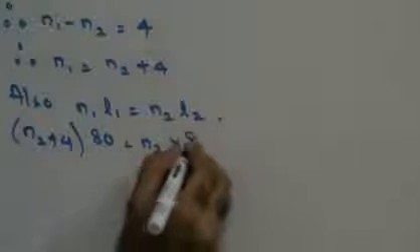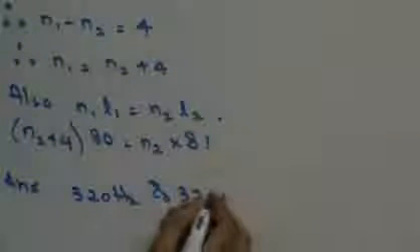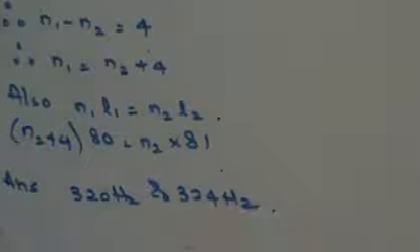So N2 plus 4 into L1, L1 is 80, is N2 into L2, 81. N2 is the only unknown. When you solve the equation, you will get the value of N2. Once you get N2, you can substitute it here and get the value of N1. The answer for this should be 320 Hertz and 324 Hertz. Next, take down the next one please.